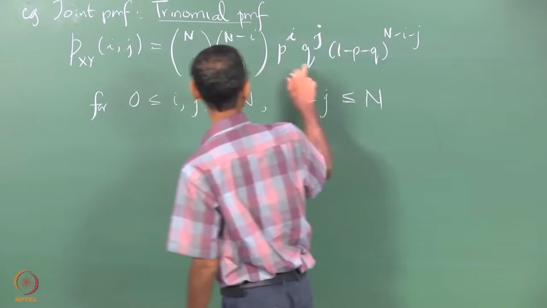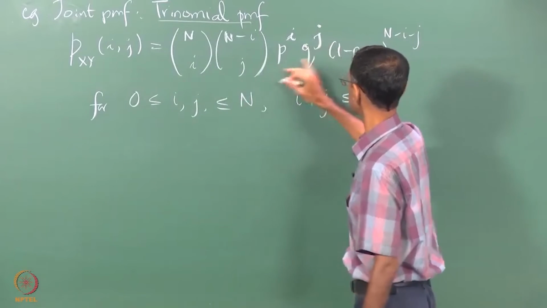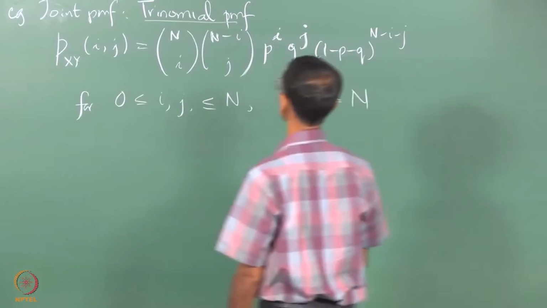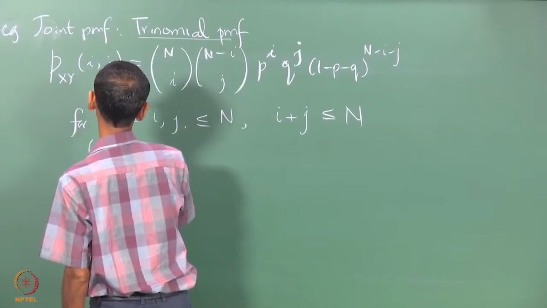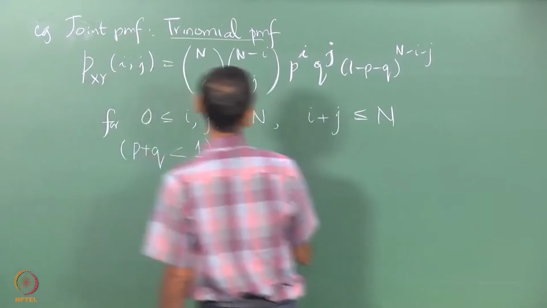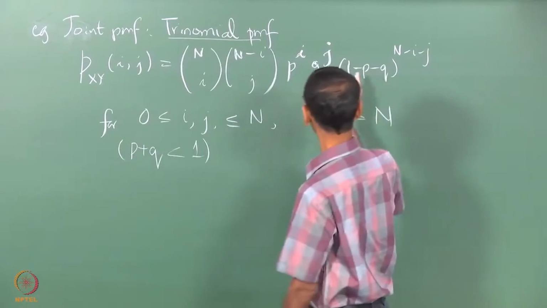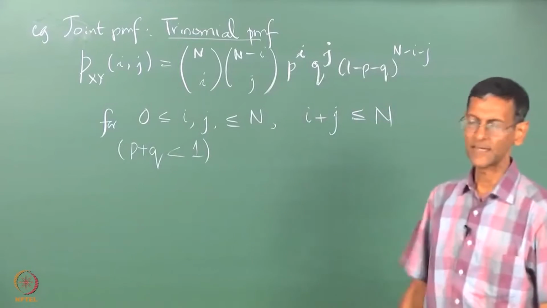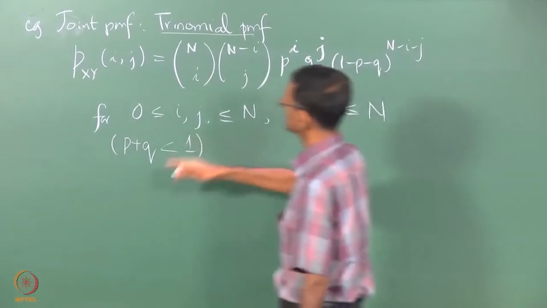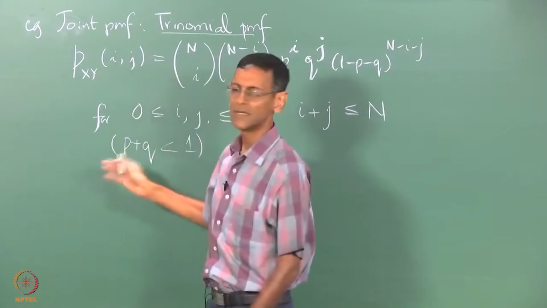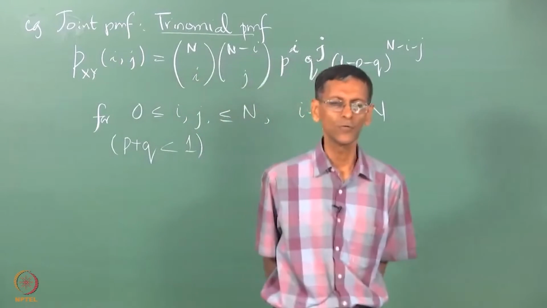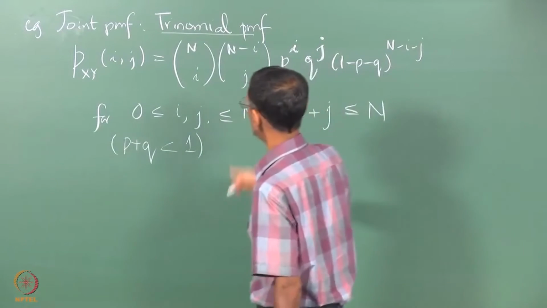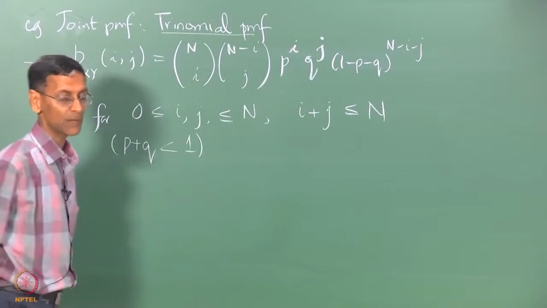P and Q are the probabilities of the 2 events which are exclusive, and P plus Q must also be smaller than 1. It turns out if you make P plus Q equal to 1, it becomes trivially binomial. I will leave you to think about that, right. I am not going to look at that special case here. It turns out that this will reduce to, that is, Y will become n minus X or something. You can go and think about what happens if P plus Q equals 1. Okay, so we are assuming P plus Q is strictly smaller than 1.